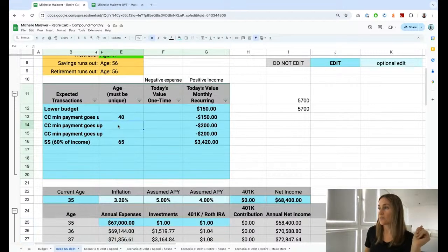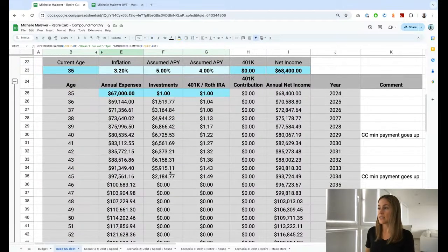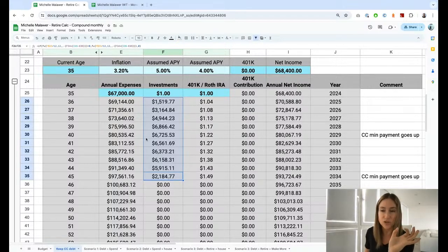Then at 45, let's say it goes up by another $200, and then at 55, it happens again. You're living so close to the edge that it's just not safe. So this is what's at stake if no payment plan is made and the debts just live on.